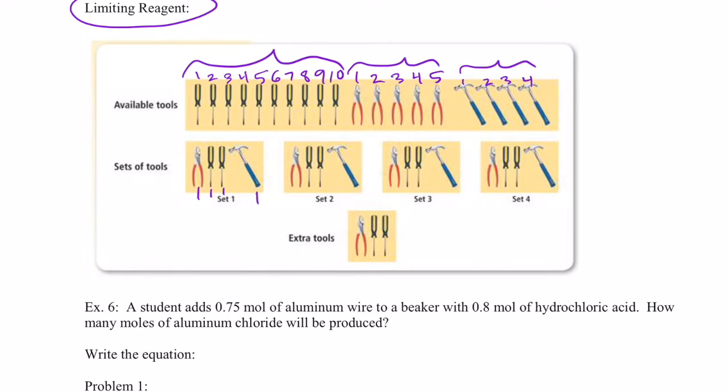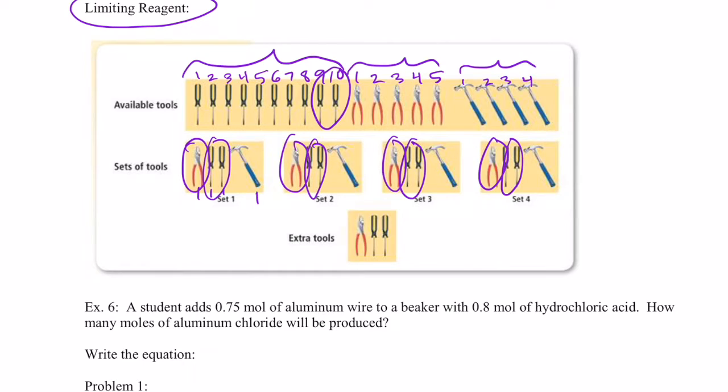How many sets of tools can you make? Well, let's see. Since we have 10 screwdrivers, we can put 2 in this one, 2 in this one, 2 in this one. That's 8, right? That means we're going to have 2 left over. For pliers, we can put 1 here, 1 here, 1 here. That's 4. So we'd have 1 plier left over, and we can put 4 hammers in here, 1 here, 1 here, 1 here, 1 here.